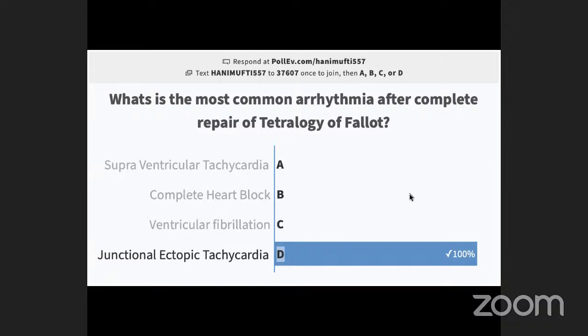Any congenital anomaly question that has arrhythmia, JET is the first one to remember. And you need to know how to manage JET. For the people who are sitting the exam this year, you need to know how to manage JET. So, Hanoof, what's the treatment of JET?